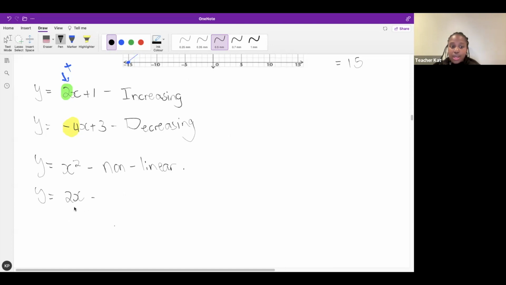And the 2x is? That would be linear. Because, once again, this time we look at my exponents. There was no exponents there, so this is a linear graph.